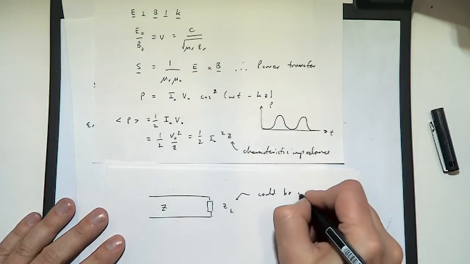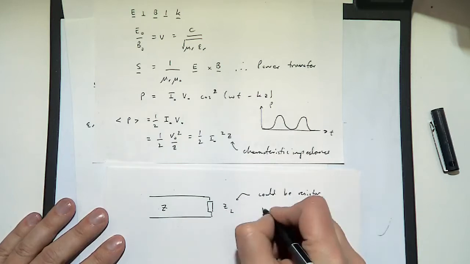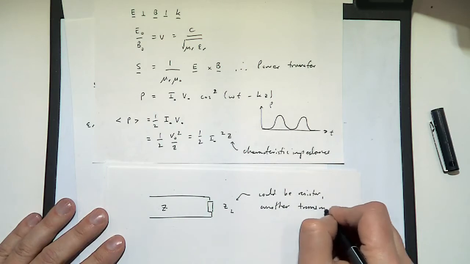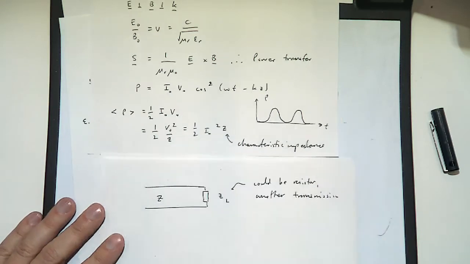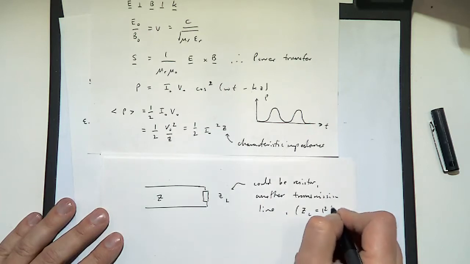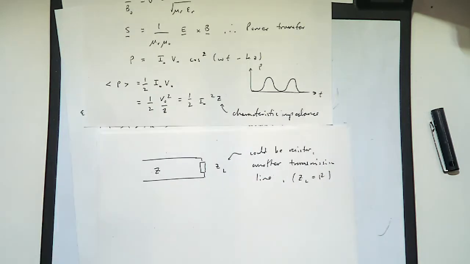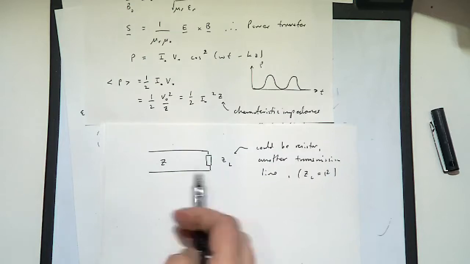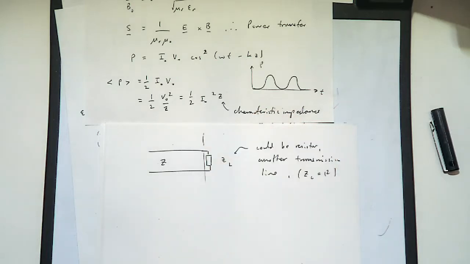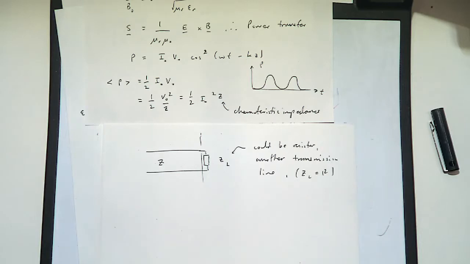Could be a resistor. Could be another transmission line. And of course, the other transmission line could have different impedance properties. Could be ZL equals R for just a simple resistive load. Now you can see here that previously we wrote down, across some boundary between two media, some reflection coefficients, because we could write them down in terms of an impedance on one side and impedance on the other.